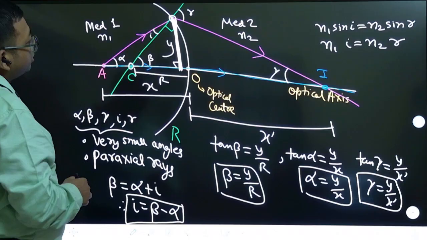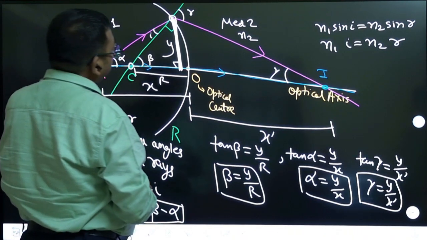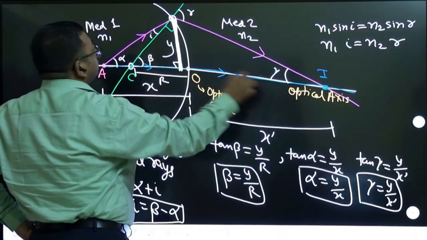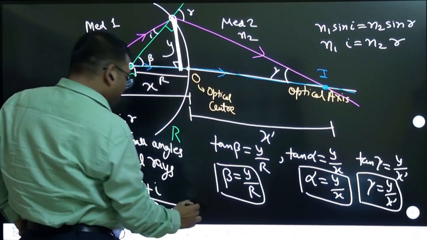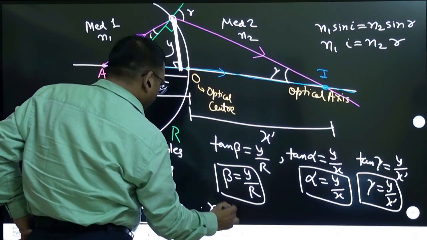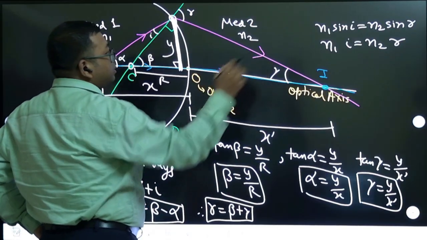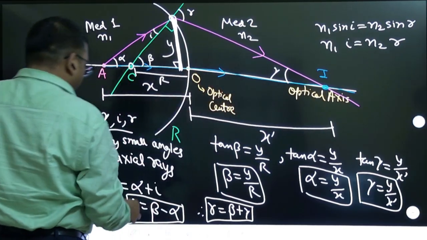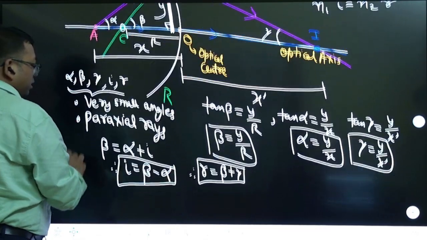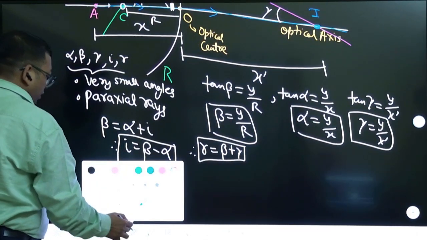Similarly, r also we need to calculate. Now think about r. r is the exterior angle of this triangle, so r is beta plus gamma. So from here, r is equal to beta plus gamma. We got it. Now let us substitute that in that formula. But before that, let us calculate beta and gamma. Substitute here and calculate i.